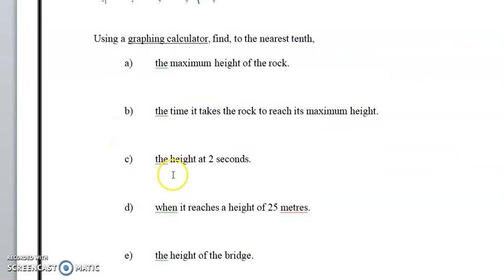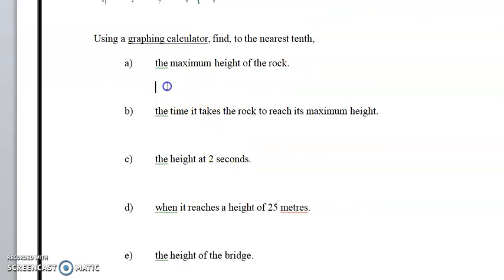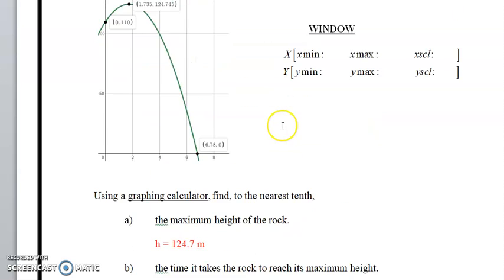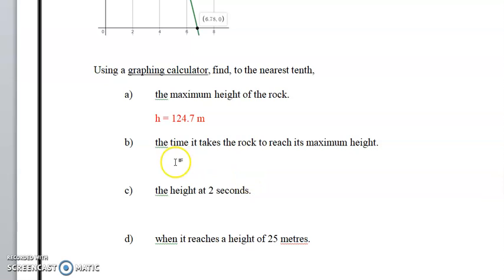So we're going to finish answering these questions moving forward. So what's the maximum height of the rock? The maximum height is the y value of the vertex. So you just simply say h equal to 124.7. We'll go one place after the decimal because it didn't ask to put the units in meters. The time it takes to reach the maximum height, that would be again the x value of the vertex, 1.735. So 1.73 seconds. We put t equals.